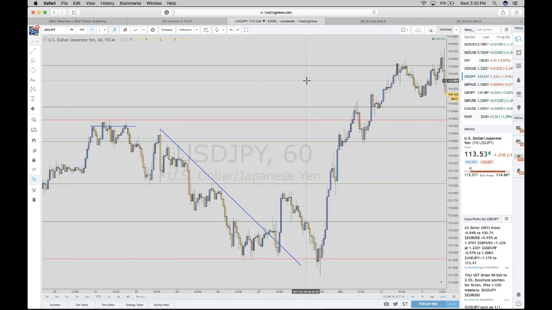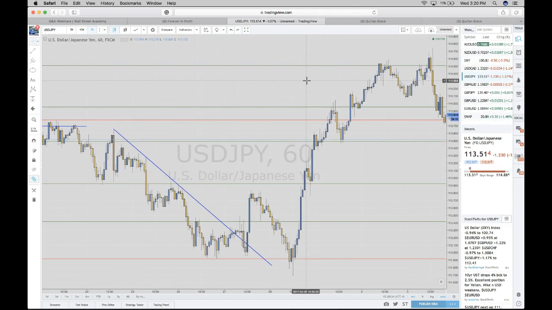So I don't use the H1 support and resistance too much anymore, but I do use my random lines to pretty much plot areas on the H1 time frame that I do find important. So that's about it for support and resistance.